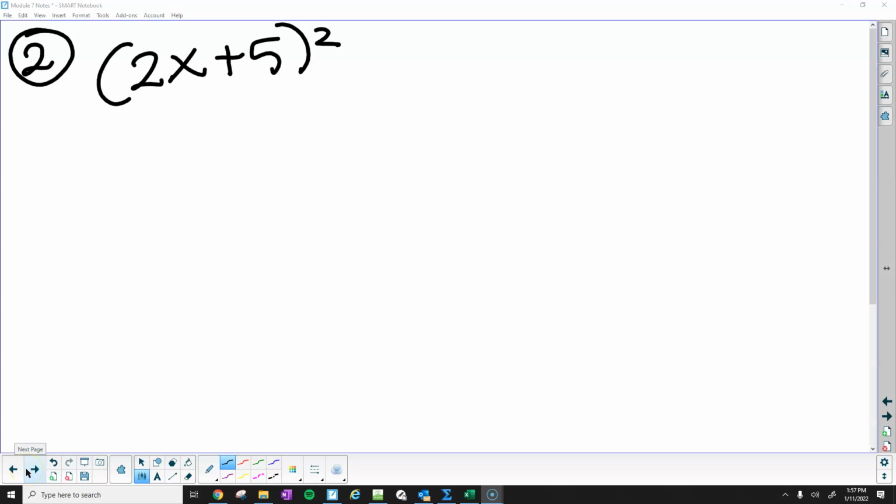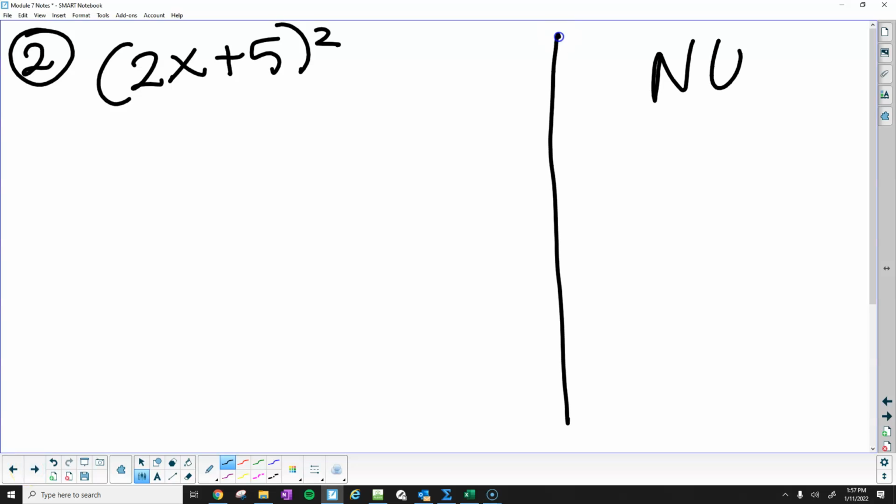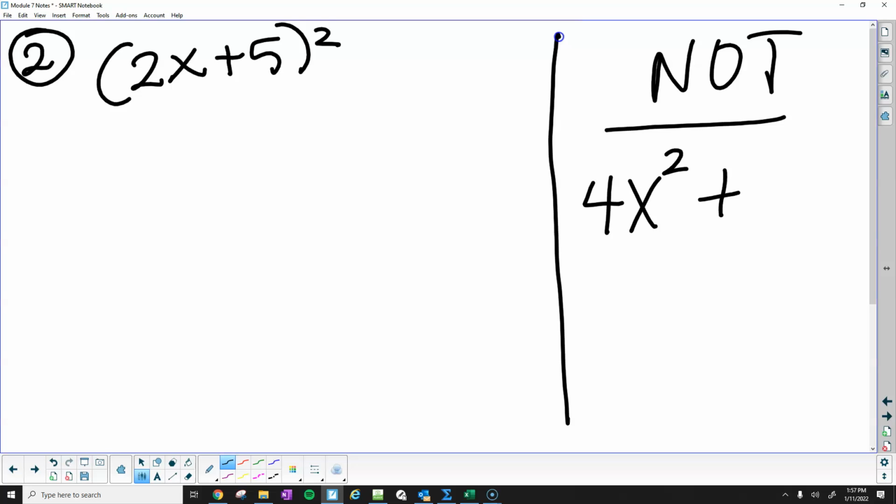So guys, let me show you what the answer is not. Do not think you can just square those terms in there. The answer is not 4x squared plus 25. That's going to be an answer choice. Don't fall for the teacher trick.